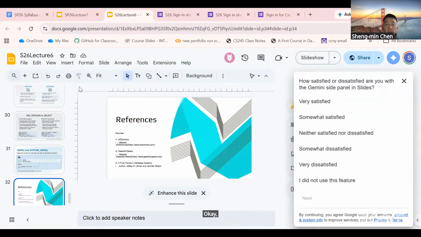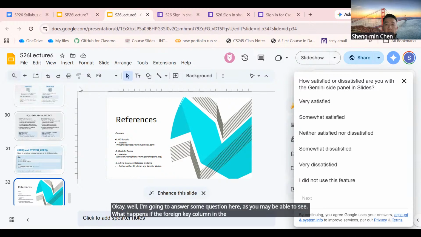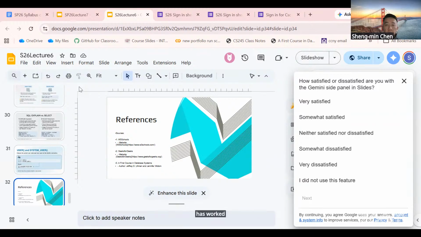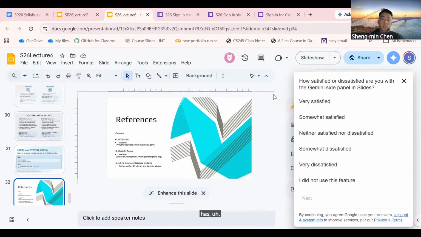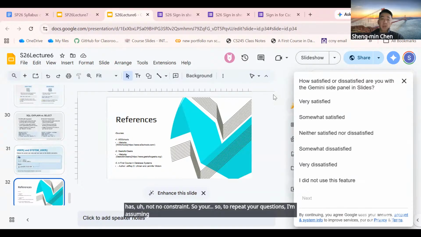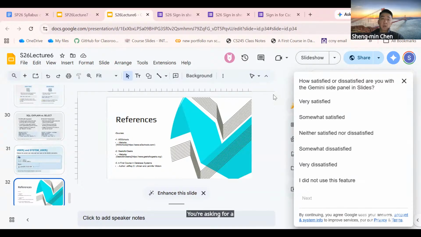Okay, well, I'm going to answer some questions here. What happens if the foreign key column in the order table has a not null constraint? So to repeat your question, I'm assuming you're asking about a condition when there is an on delete or on update and then set null.